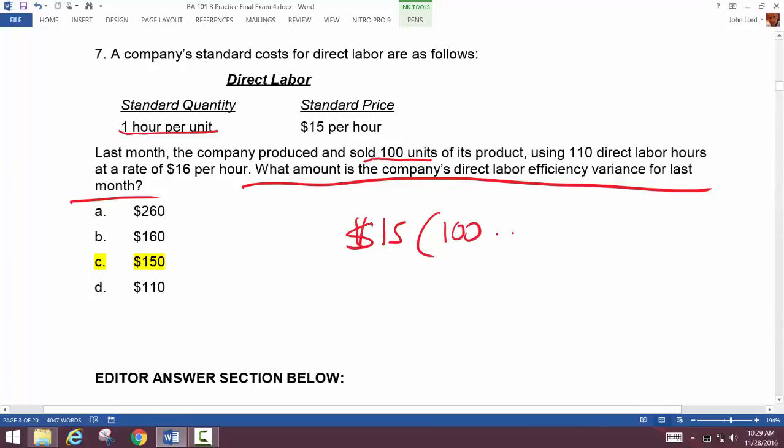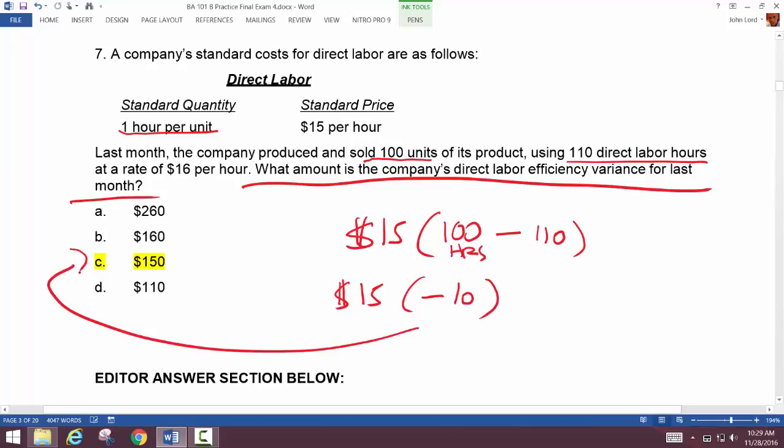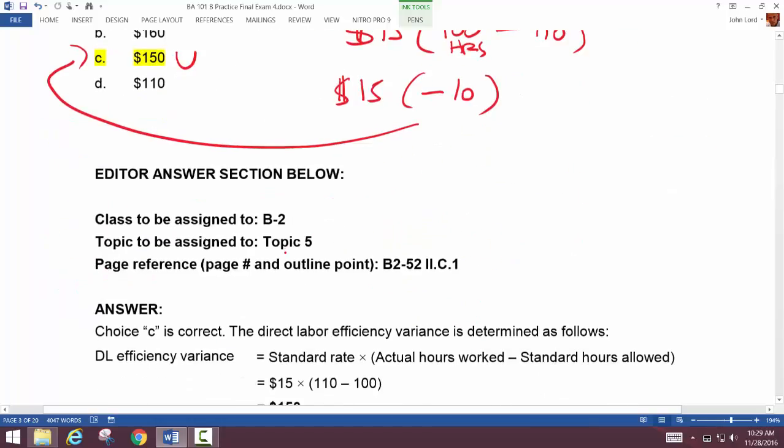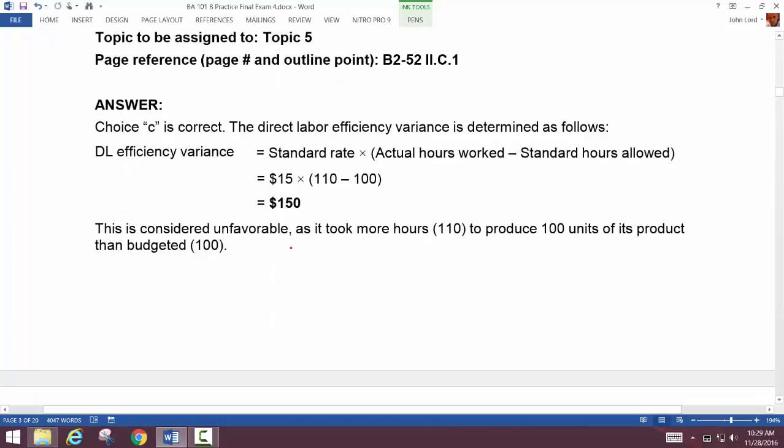That's going to be 100 hours now, right? Minus the 110 hours that they give us there. So $15 times negative 10 gives us this. They didn't ask me favorable or unfavorable, but this would be unfavorable, wouldn't it? It was the only one that had 150 in it. Okay, good.